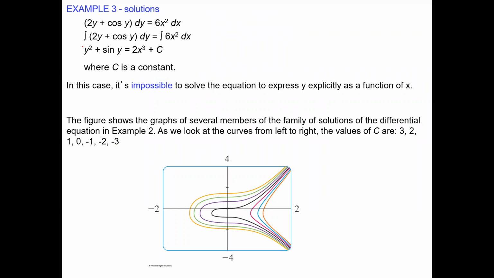And I do have this equation here. We didn't really have an initial condition, so all of these colorful curves represent this equation, respectively with the constant being 3, 2, 1, 0, -1, -2, -3.